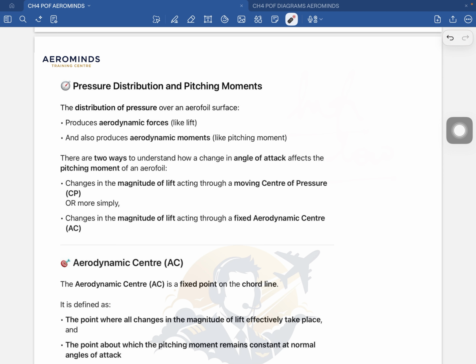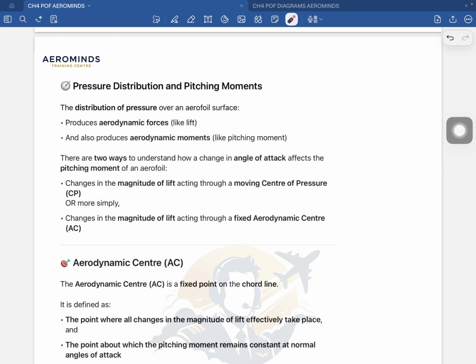Now there are two ways to understand how a change in the angle of attack is affecting the pitching moment of an aerofoil. The first way is to think in terms of the lift acting through a moving center of pressure. As angle of attack changes, the lift changes, and the center of pressure also moves forward or backward. Because the force and the point where it acts are both changing, the turning effect, or the moment, will also change.